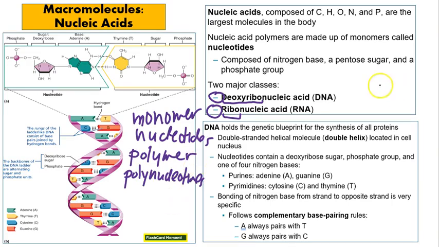So again, I'm going to be drawing my circle. And we know this is definitely going to be a sugar. And it's going to have a phosphate group, and I'm just putting P for phosphorus. And then it's also going to have a nitrogen base, and I'm just going to put NB.